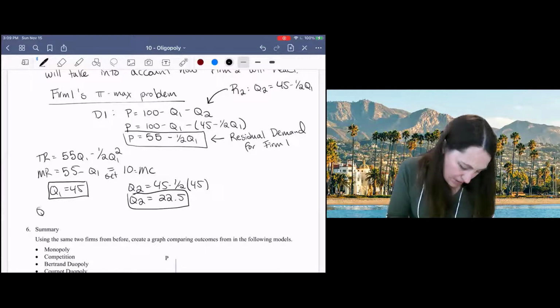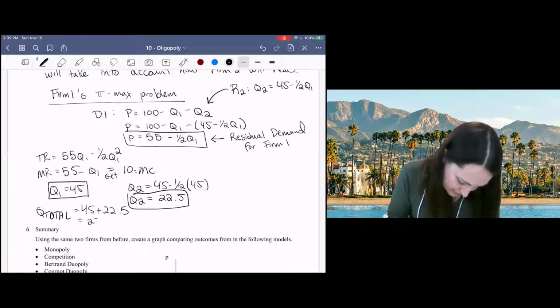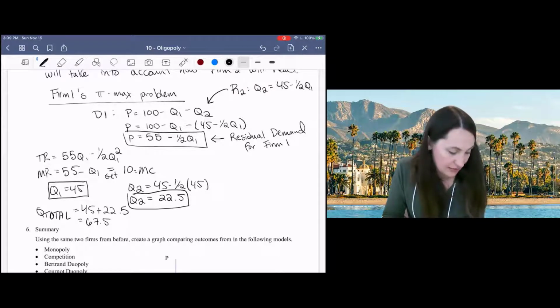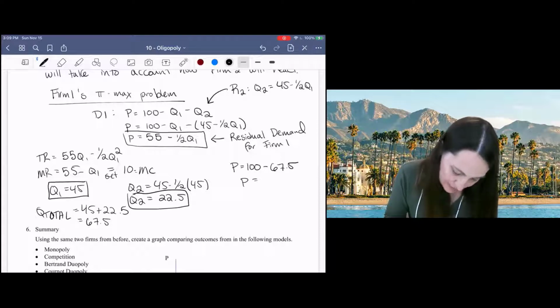Our total quantity here is the sum, so that's 67.5. And then we can plug that back into demand to get the price. So we've got a price of 32.5.